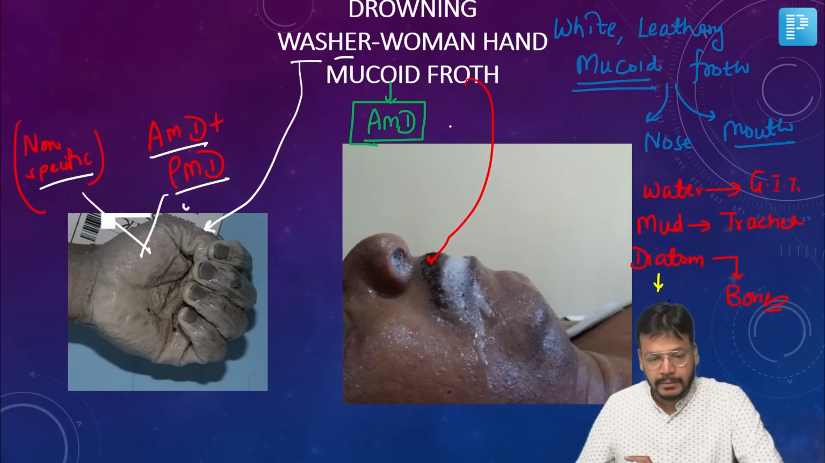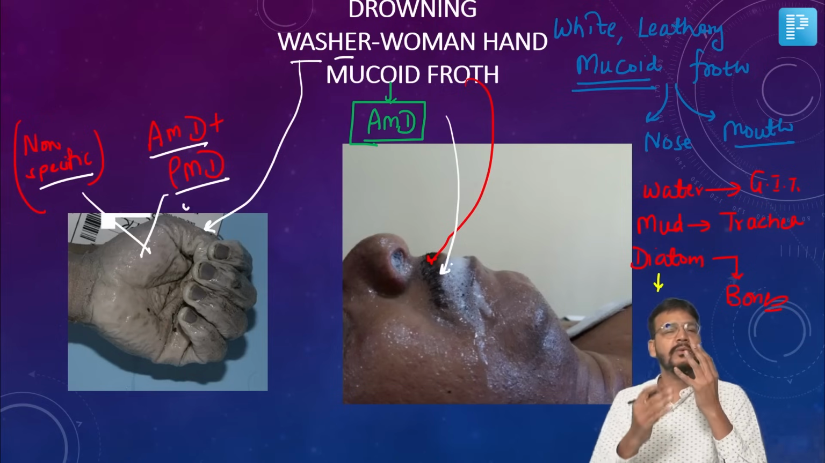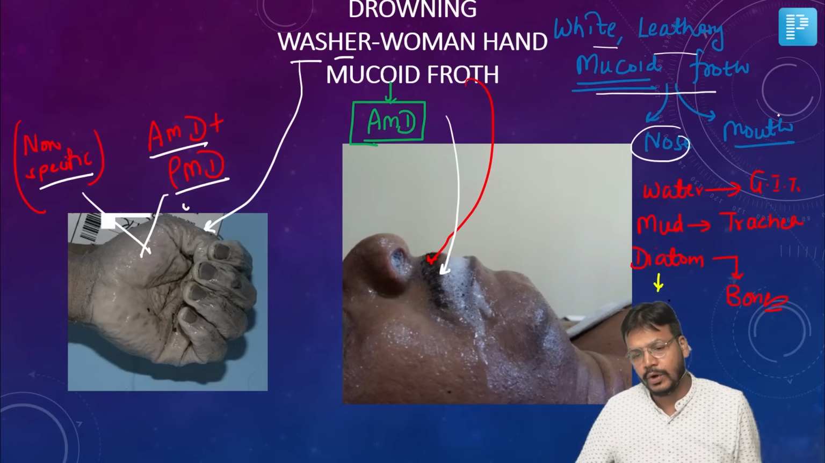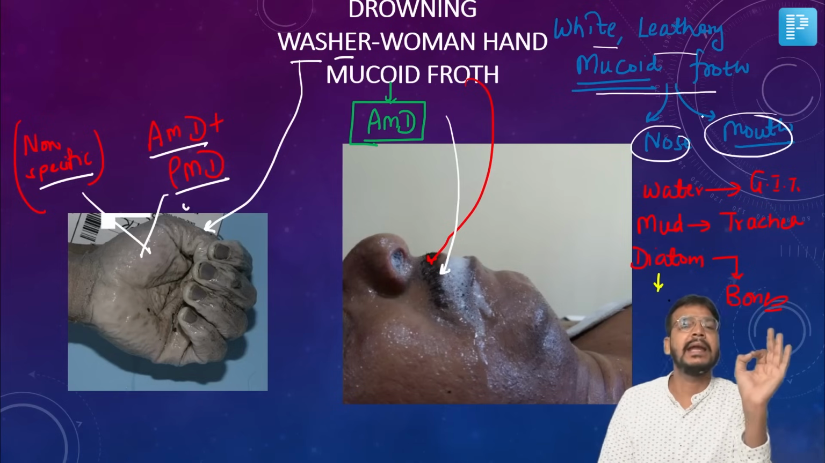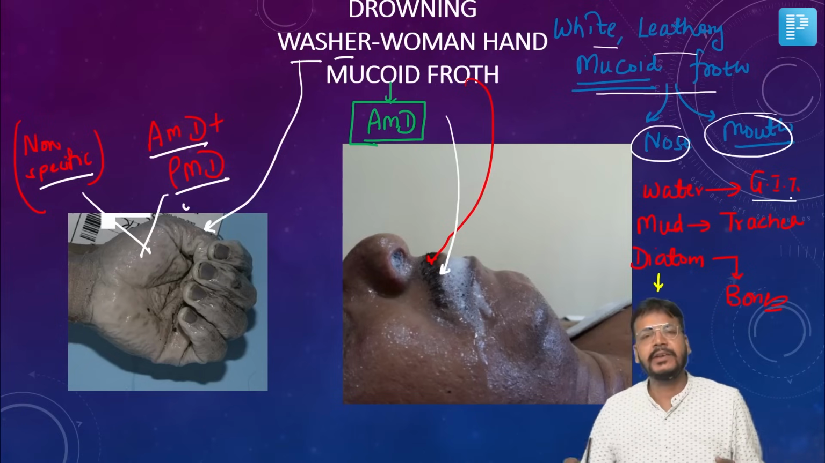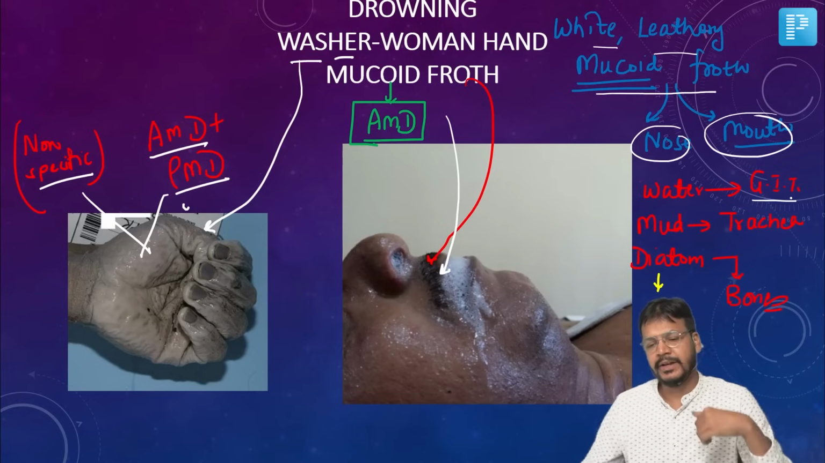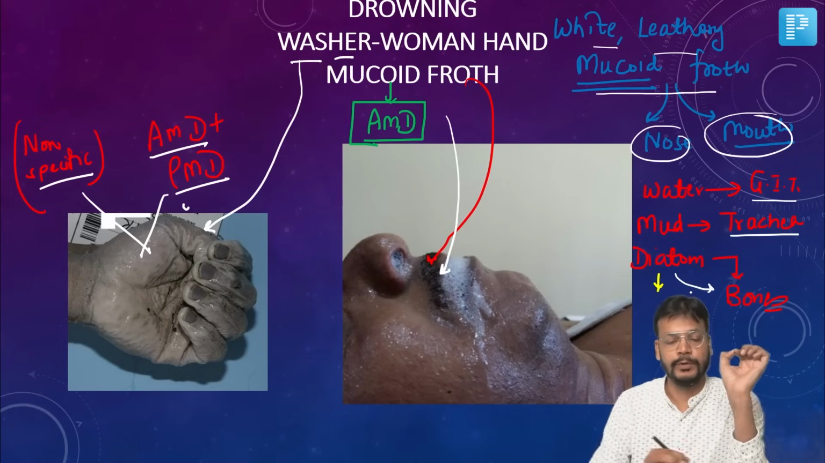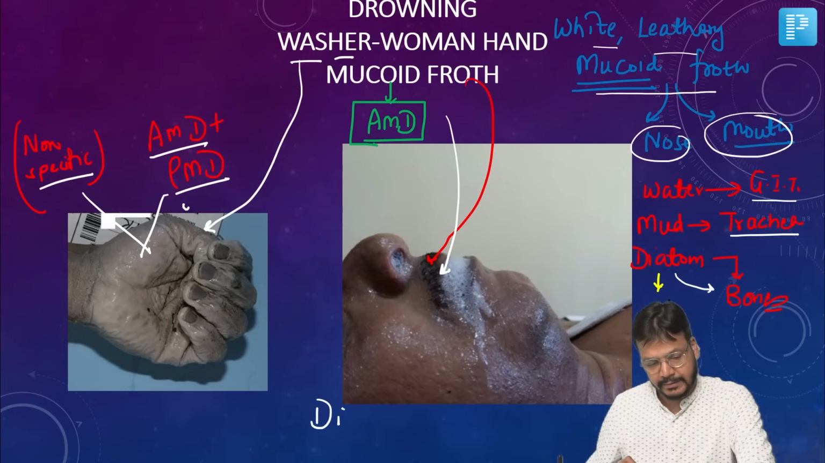But sir, mucoid froth, which is white, leathery mucoid froth from nose and mouth, is an antemortem drowning finding because the water mixed with the mucus. Water in GI tract, again a very important finding. Mud particles in trachea and diatoms from bone. So you can remember diatoms from bone. Diatoms are unicellular algae.